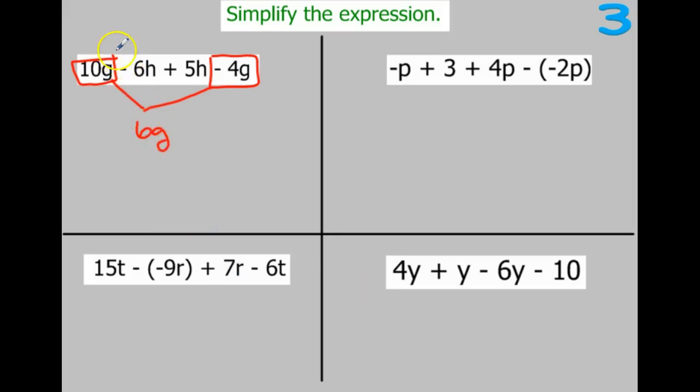And some of you might be wondering, how do you know if you add or subtract? Well, look at your signs. Same sign, add and keep, different signs, subtract. We have different signs, so I subtracted.